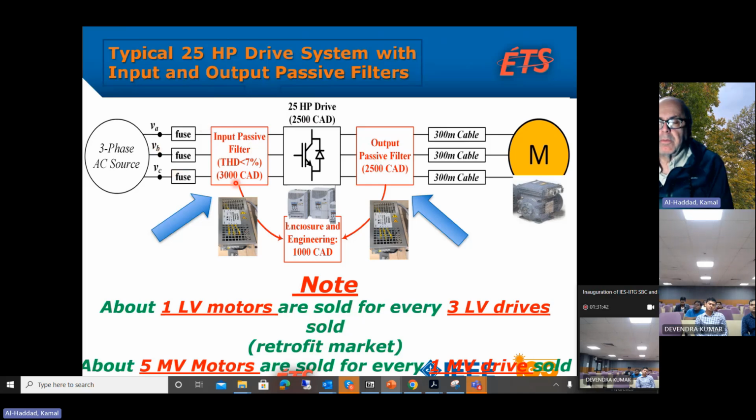How about this filter, the input filter? Yes, definitely we can remove this filter. How can I remove this filter? I need to have a converter that does not generate any harmonics, a very low harmonics level, current harmonics or voltage harmonics here, so that I do not need this bulky filter. So this is the necessity of having filterless types of systems.